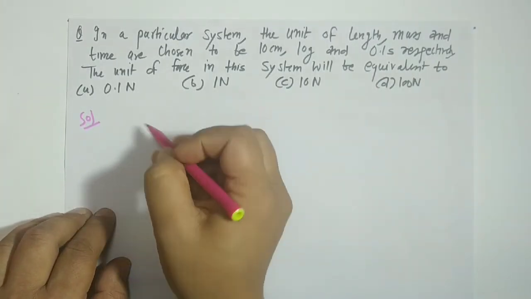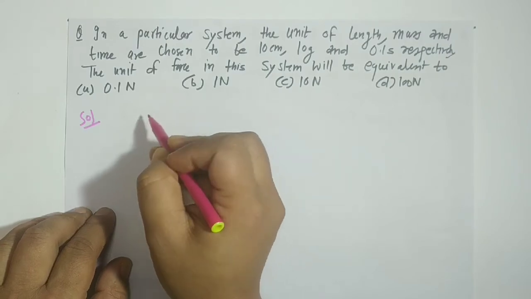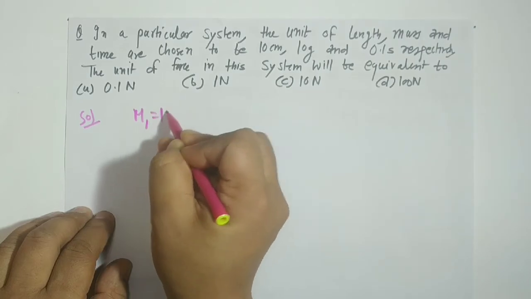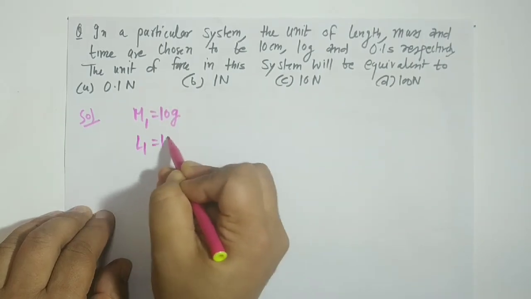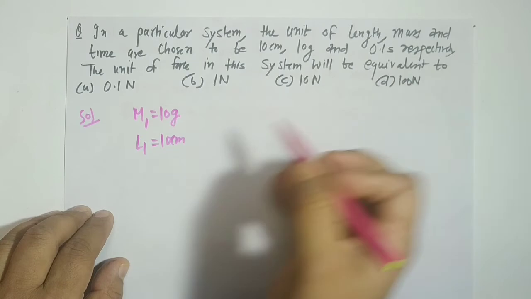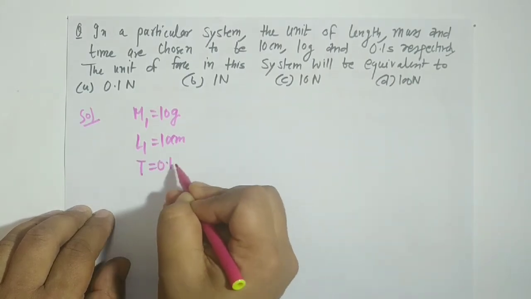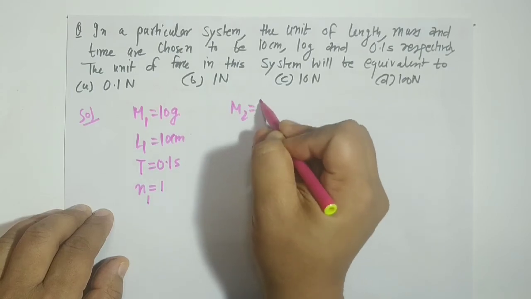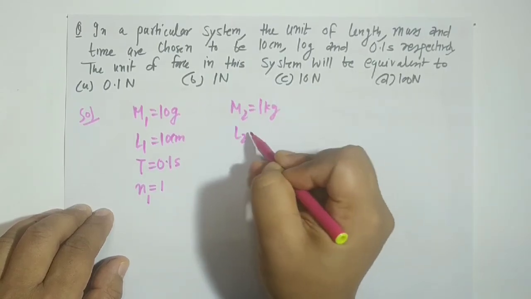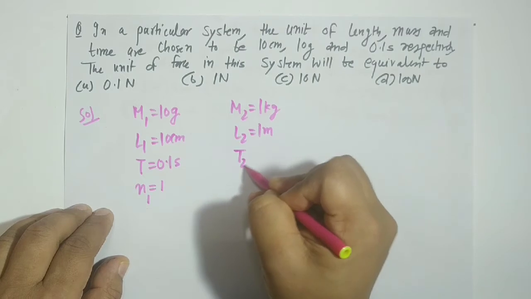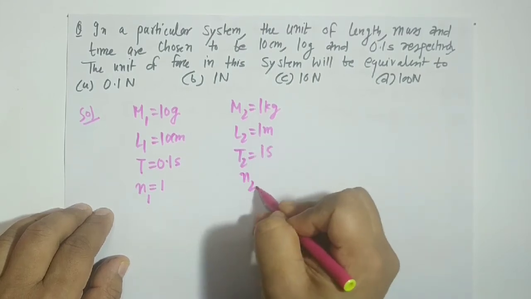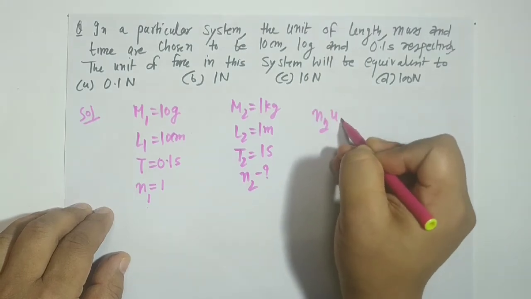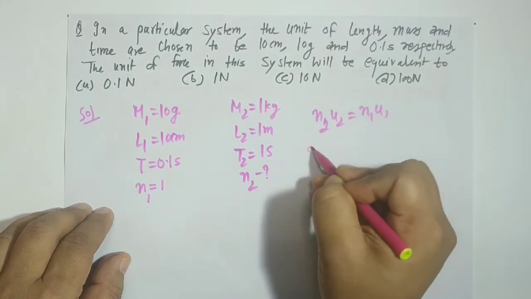So we know that the mass is given here, that is 10 gram, and length is given 10 centimeter, and time is 0.1 second. This is for a particular system where we can take n1. Now for n2, we know that M2 is 1 kg, L2 is 1 meter, time T2 is 1 second, and you have to find n2. So you remember n2 u2 equals n1 u1, so you have to calculate n2.